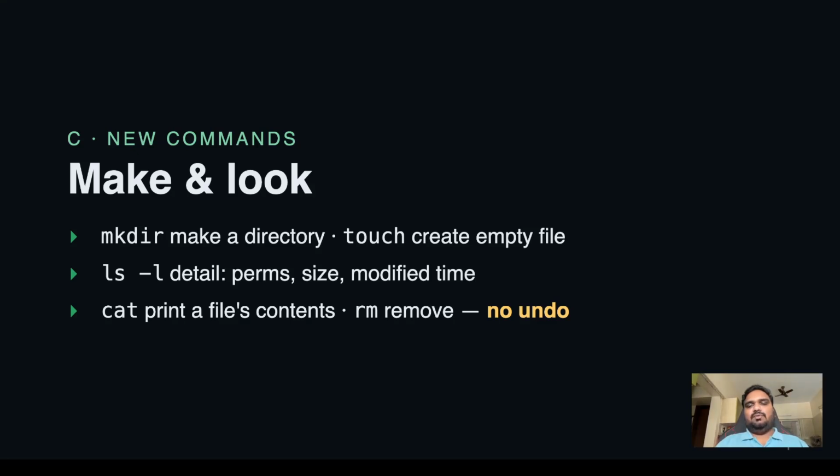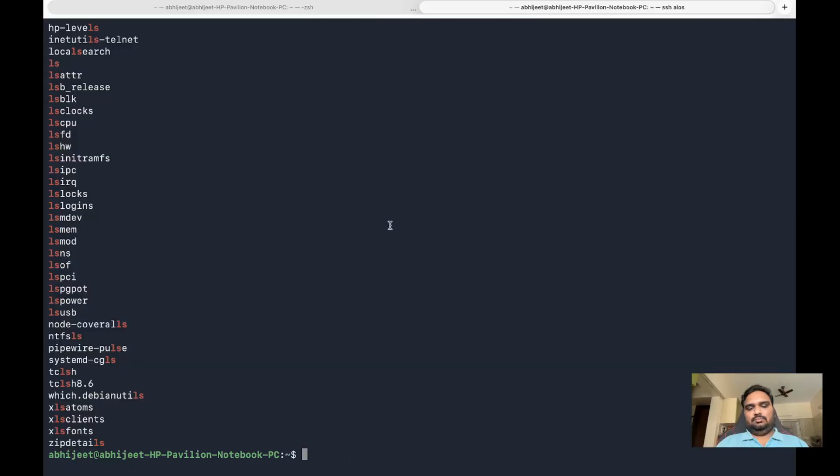cat followed by a file name prints the entire contents of a file to the screen. And rm removes a file. I wanted to say this one with respect. There is no recycle bin, no undo. Later we will meet rm -r, removing a whole directory at once, treating that like a loaded tool. Always double check what you are pointing it at before you press enter. So let's perform all these commands.